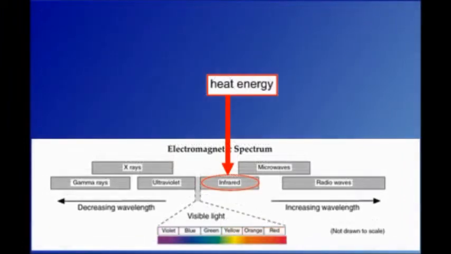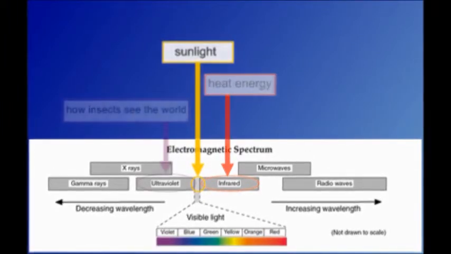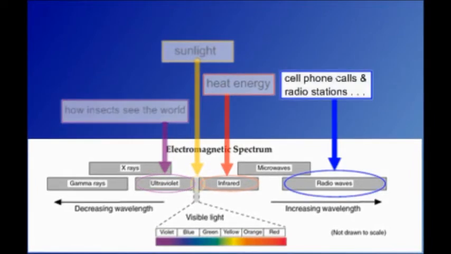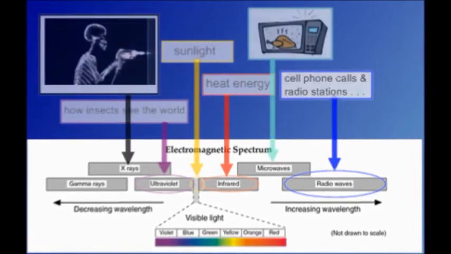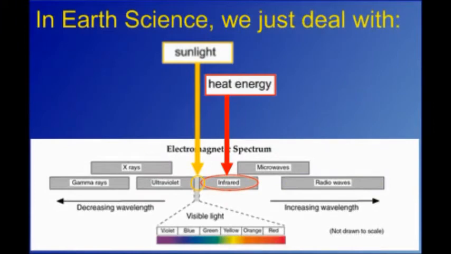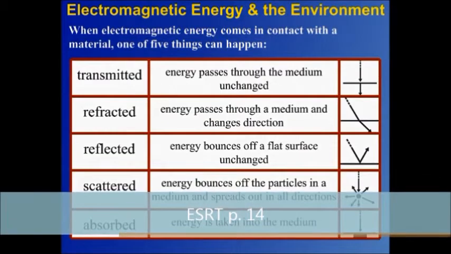We have the infrared, that's basically heat energy. In the visible spectrum, that's where we have sunlight. The ultraviolet is the part of the spectrum where insects often see the world. We have radio waves, which is where cell phone calls and radio stations transmit. And then there are X-rays and microwaves. These are all things that we're familiar with. But in earth science, we're going to deal with the part of the spectrum that deals with sunlight and heat energy. And this is in your reference table on page 14.